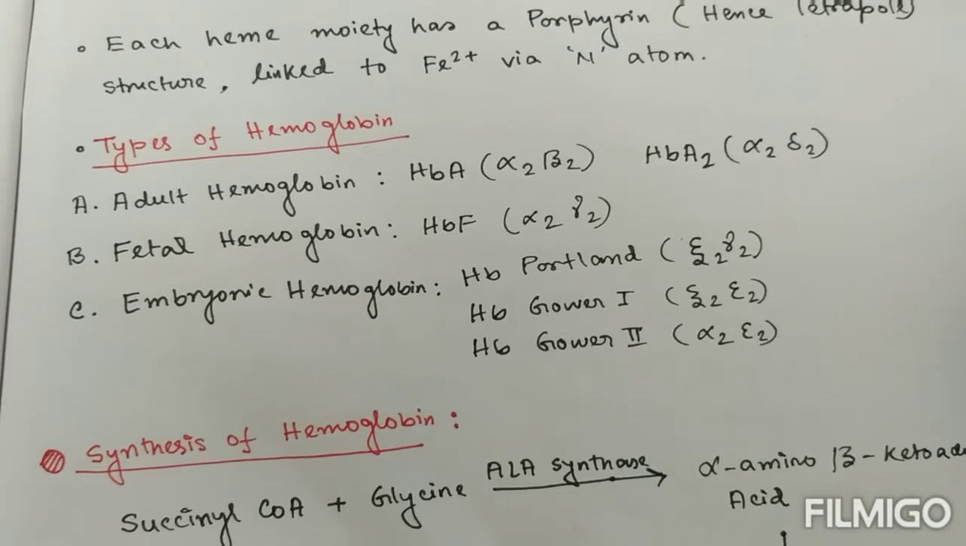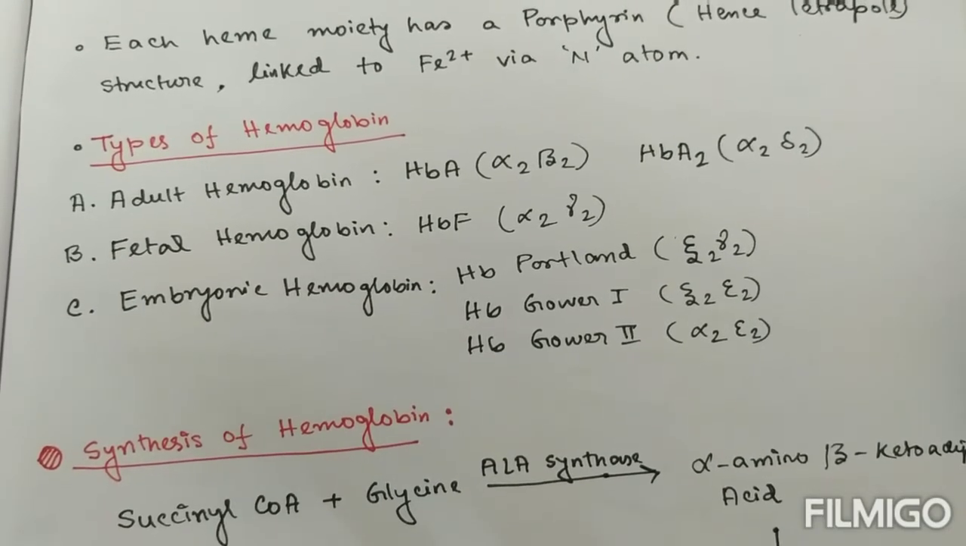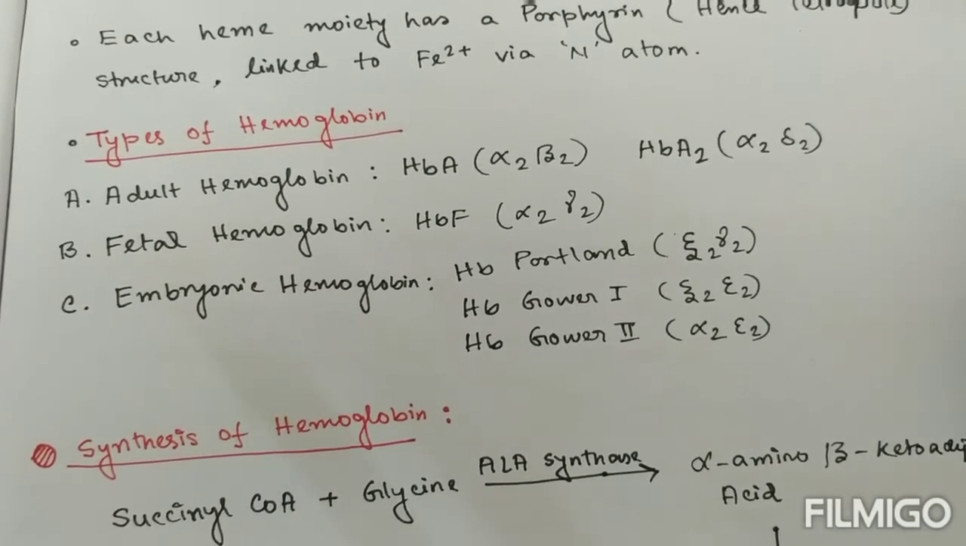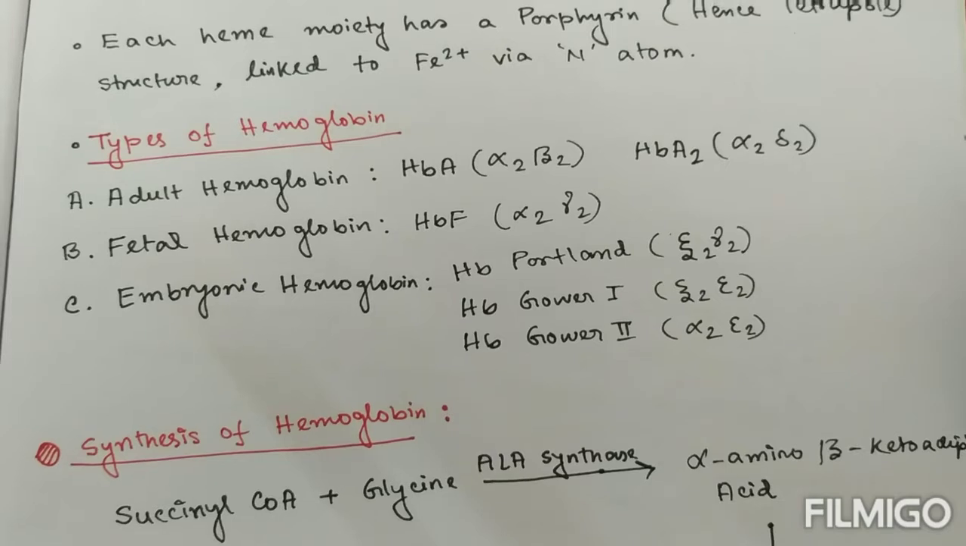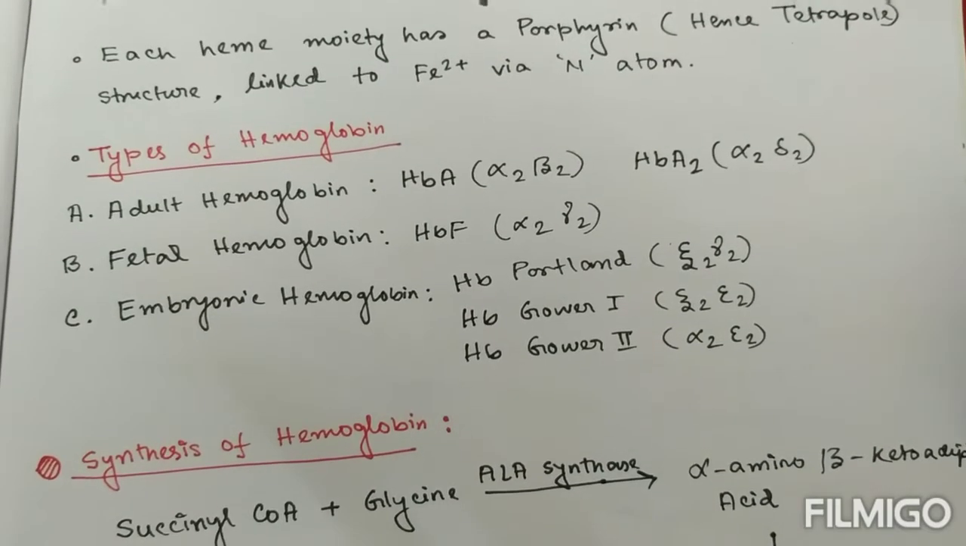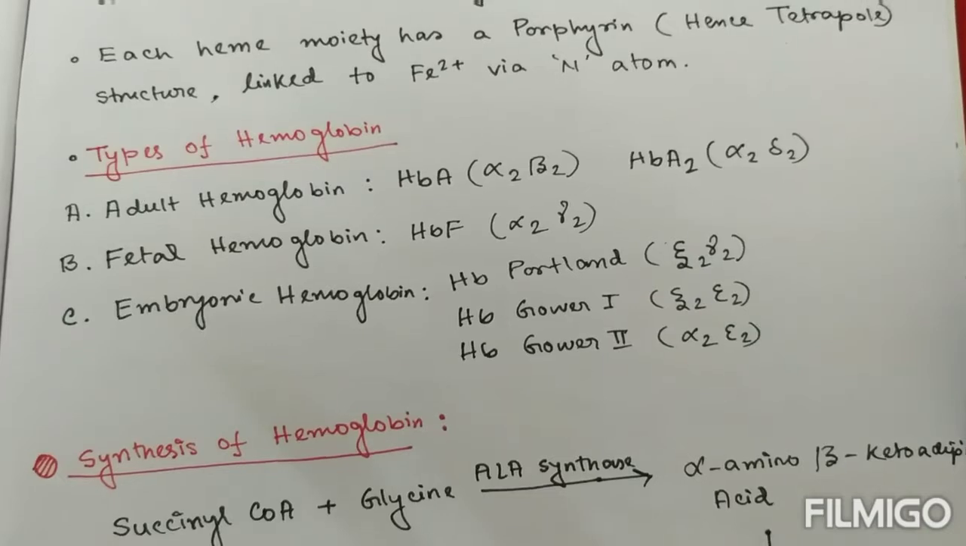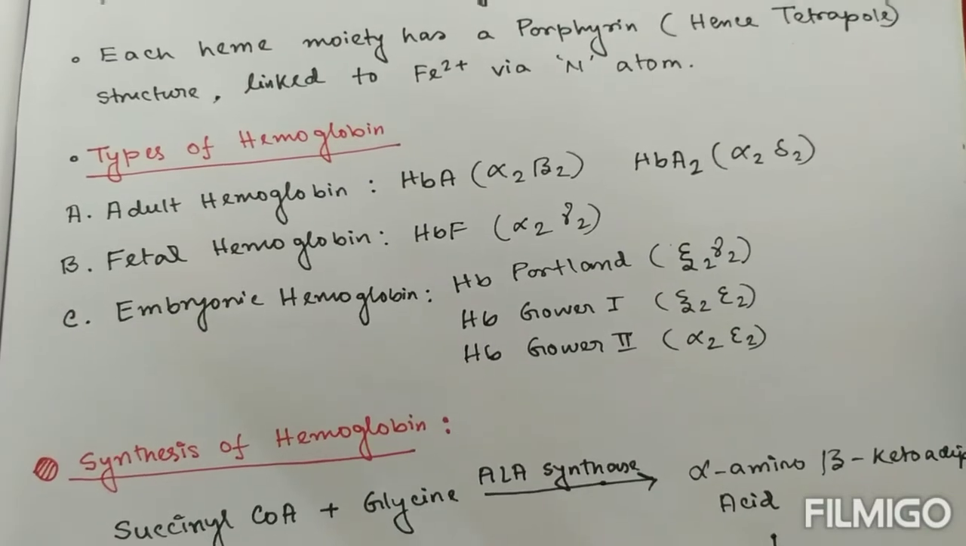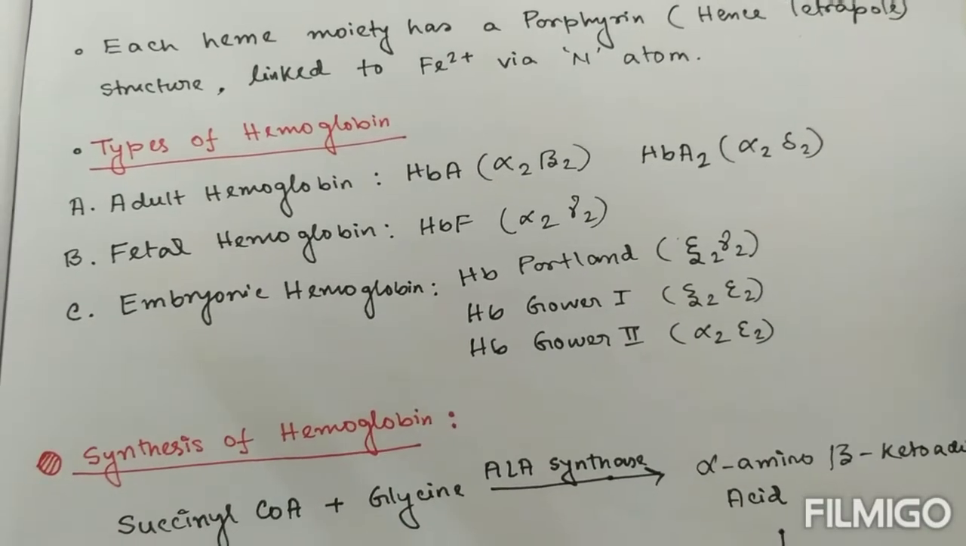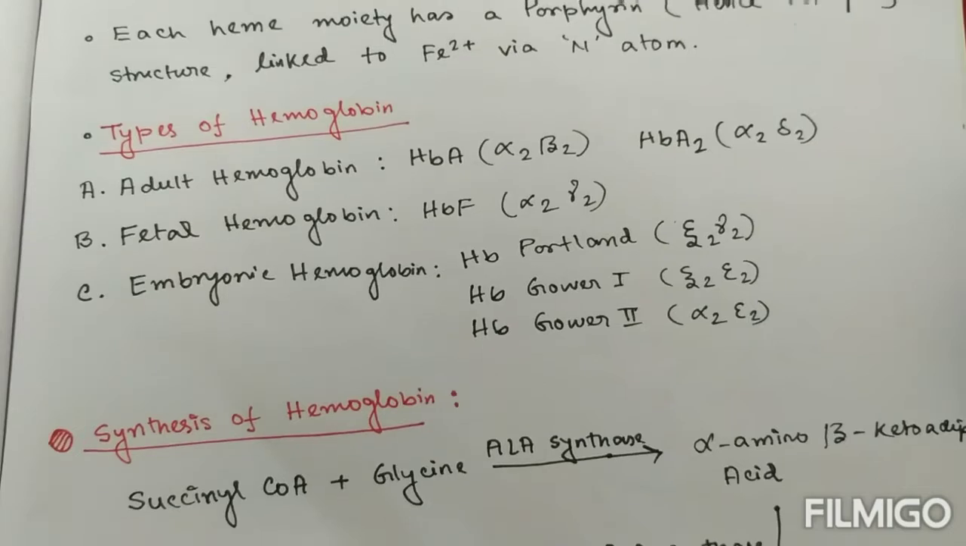Embryonic hemoglobin is another rare type of hemoglobin. It may be either hemoglobin Portland, which has zeta 2 gamma 2 globin chains, hemoglobin Gower type 1, which has zeta 2 epsilon 2, or hemoglobin Gower type 2, which has alpha 2 epsilon 2 globin chains present.